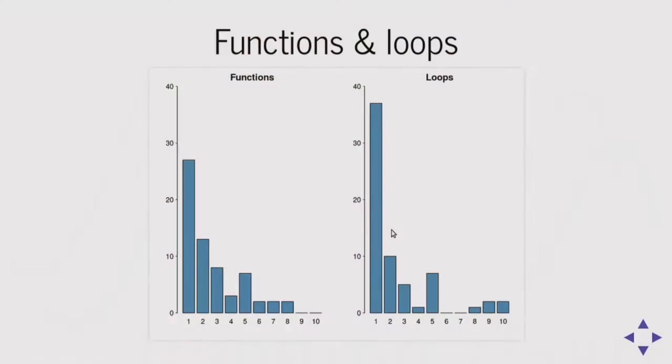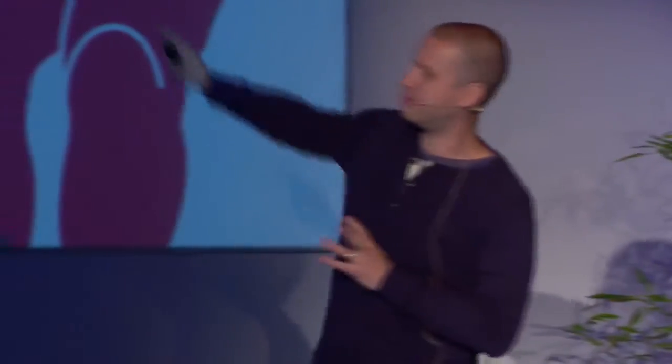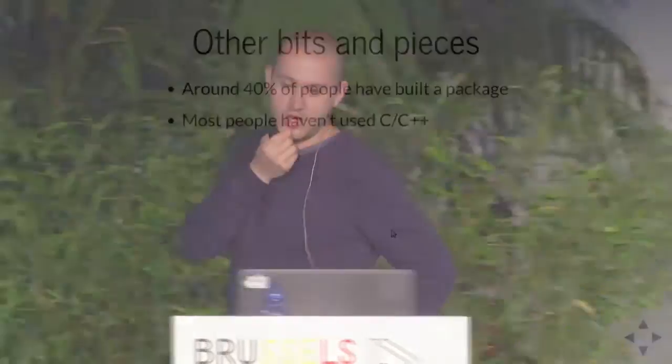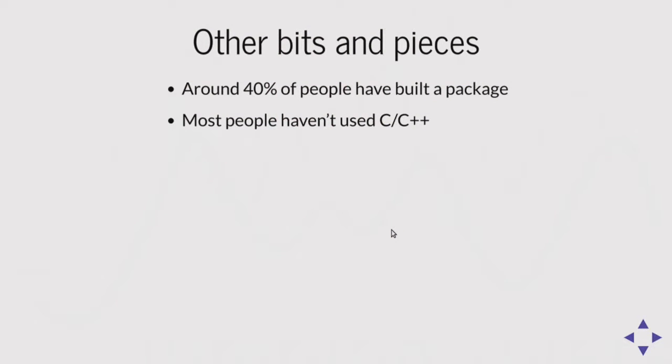I had a little question to try and gauge the underlying R ability. On a scale of 1 to 10, how easy or hard would it be to write a function? 1 would be very easy, no problem at all. 10 would be pretty tricky. Most people in the room are fine with functions. Not everyone, but most. And for loops, something similar. So for the most part today, I'm assuming that that's pretty much done. I'm not going to explain what a function or for loop is. Around about 40% of people have built a package in the room, and most people haven't used C and C++.